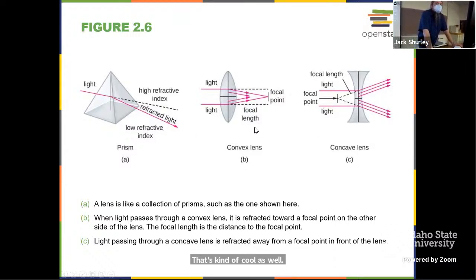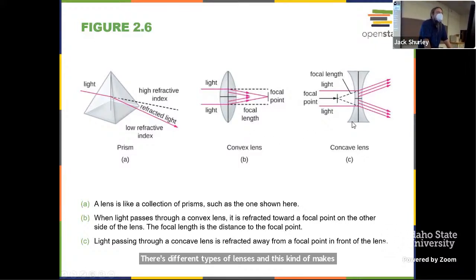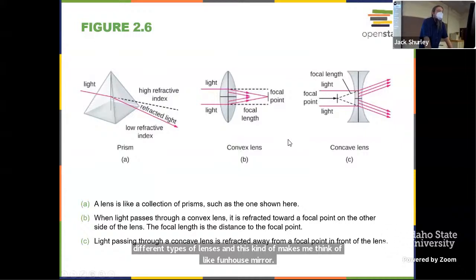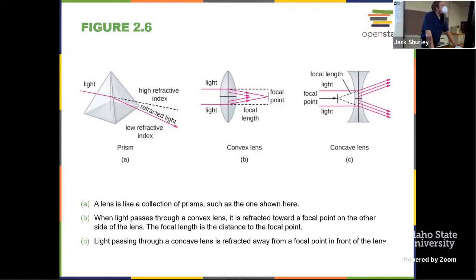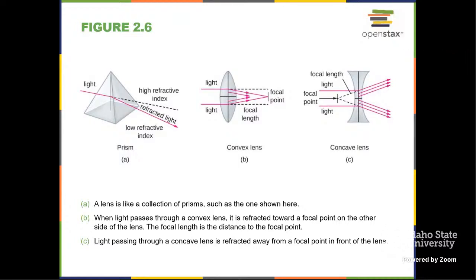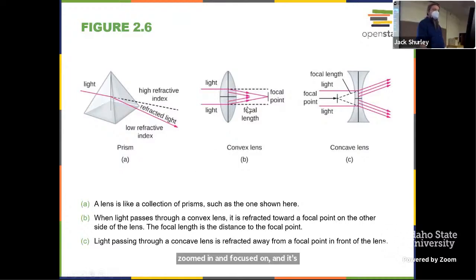There's different types of lenses, and this makes me think of funhouse mirrors, a sort of similar idea, as we think about how it focuses the respective images. And what we utilize in microscopes allows the image that we are seeing to be zoomed in and focused on. It's the result of a handful of different lenses focusing that image. It's not just one.